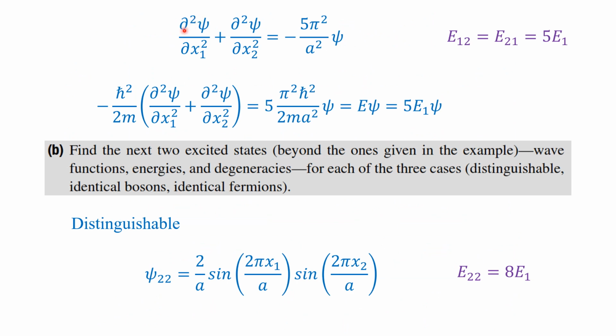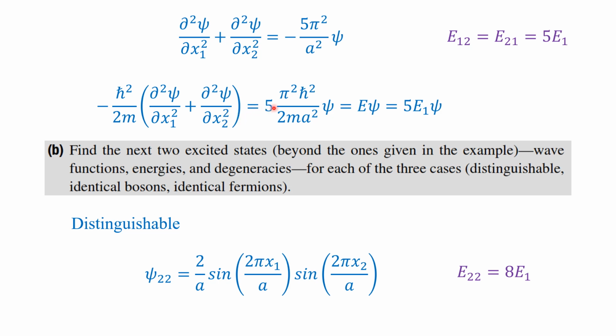So we got this one, that is the sum of the second order derivative of psi with respect to x1 and x2 is equal to minus 5 times pi squared over a squared psi. Then we can use the eigenvalue equation, that is minus h cross squared over 2m, del squared psi over del x squared. Here x is x1, x2.